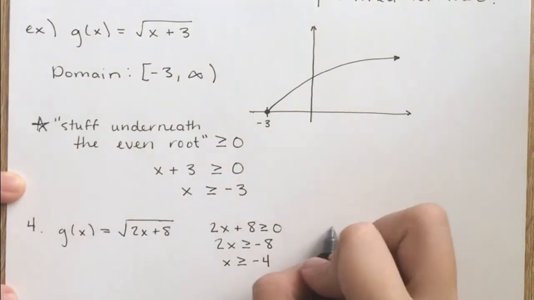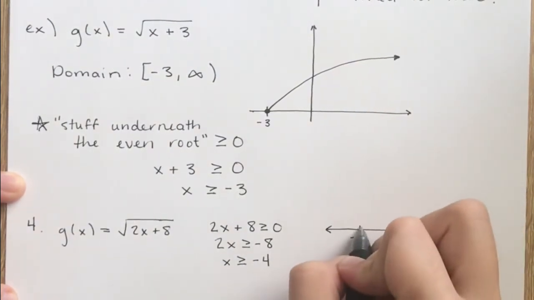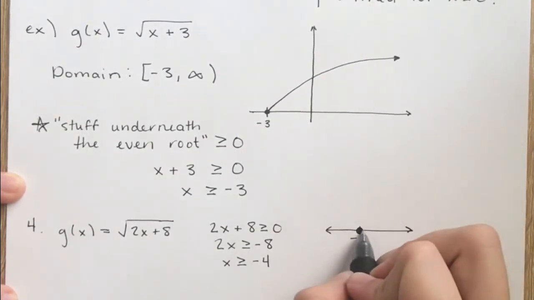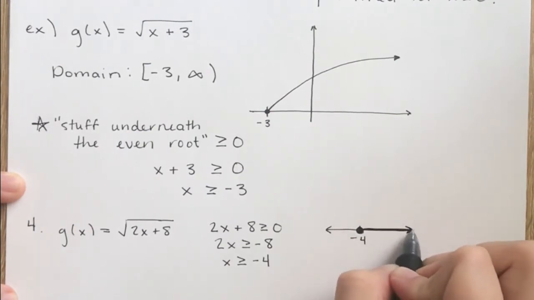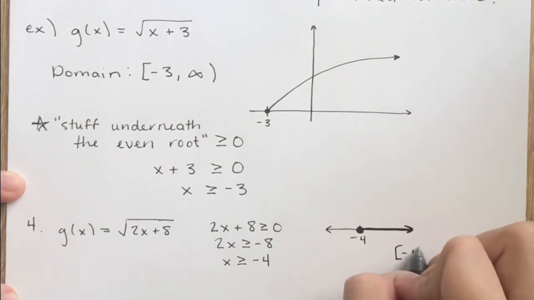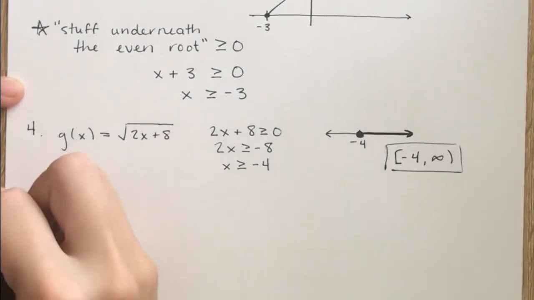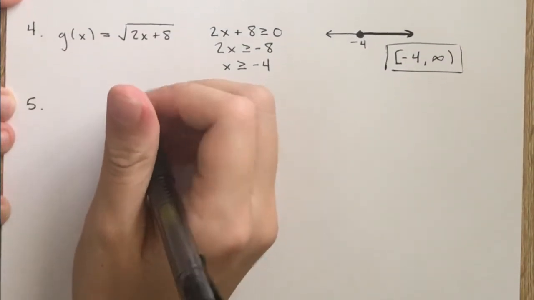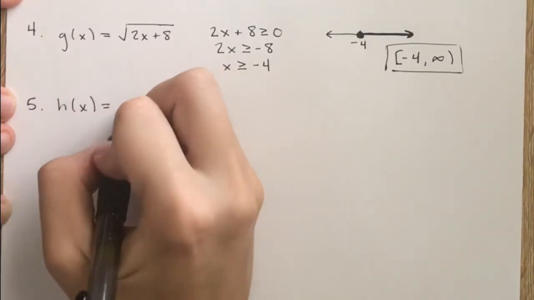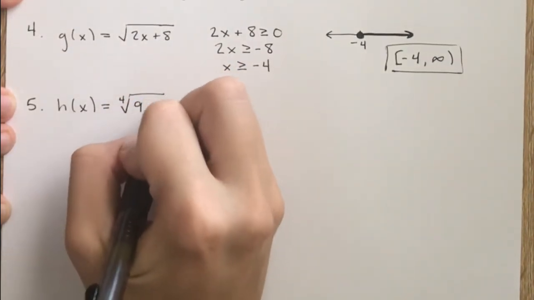We can draw this on a number line too if you would like. We've got negative 4. This time we're greater than or equal to, so we have a filled in point. And we continue off to the right. In interval notation, this is bracket negative 4 to infinity. All right, number 5, we've got h of x is the fourth root of 9 minus 2x.